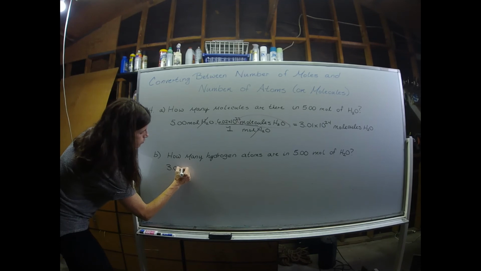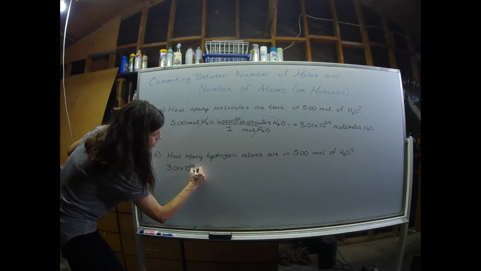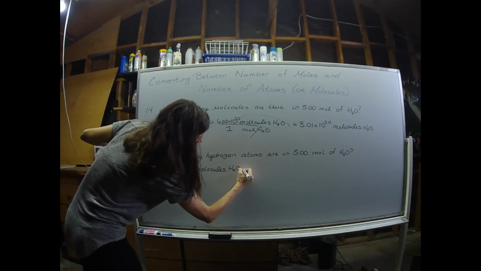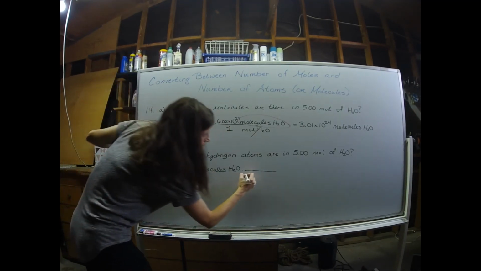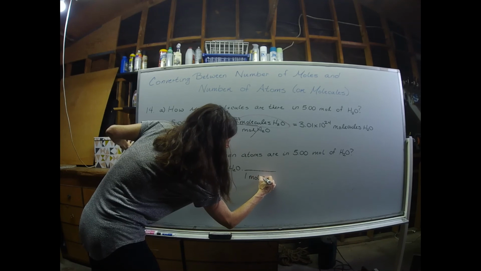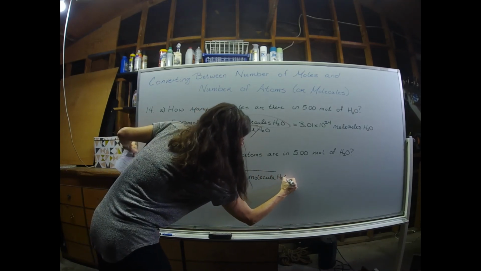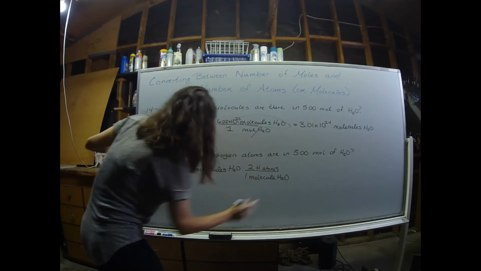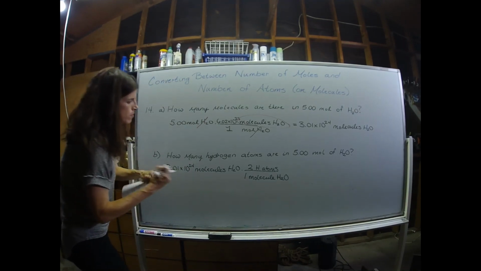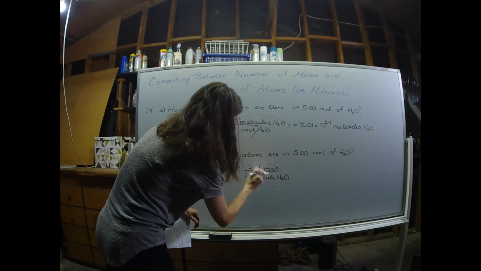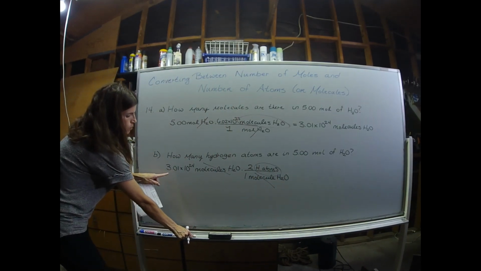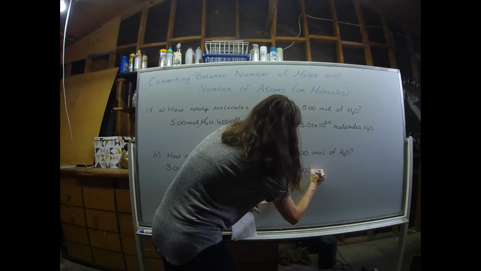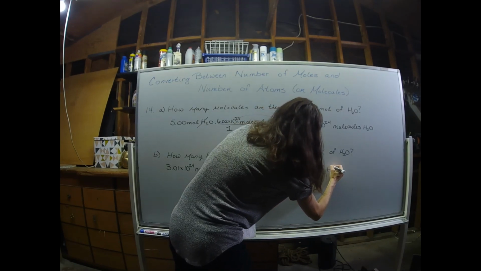Because if we have 3.01 times 10 to the 24th molecules of water, and then for every 1 molecule of water, as a whole, it breaks down to having 2 hydrogen atoms, we're going to get 6.02 times 10 to the 24th hydrogen atoms.